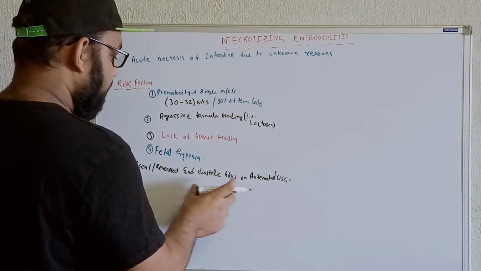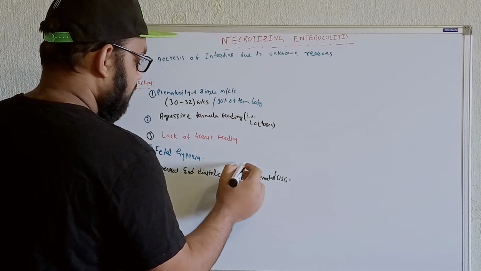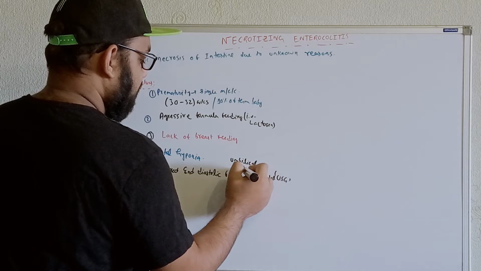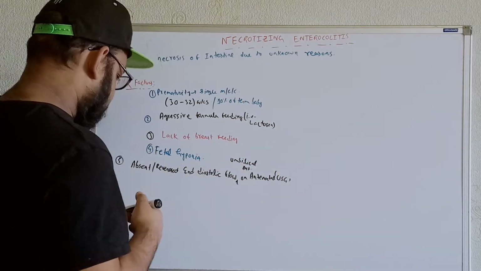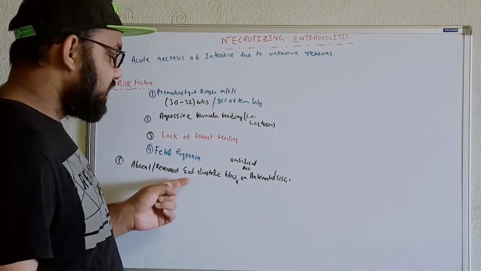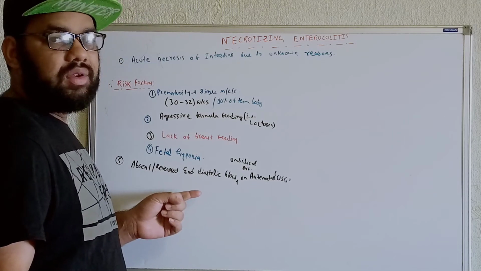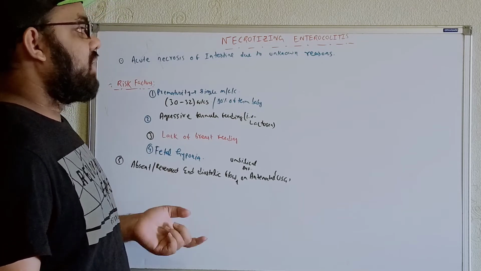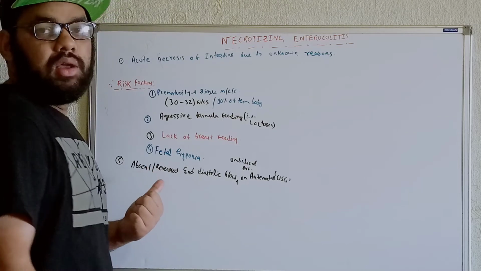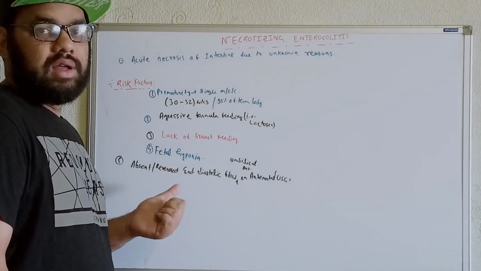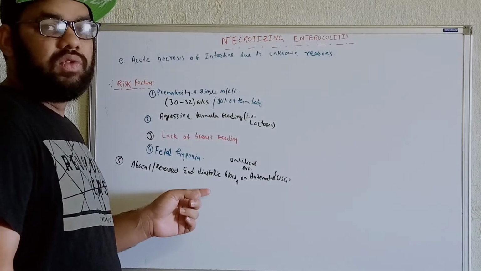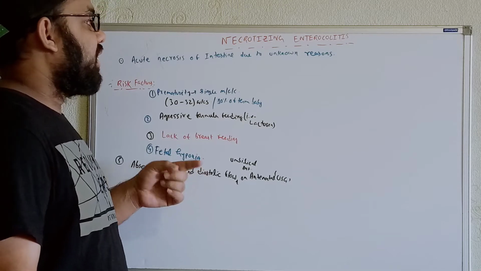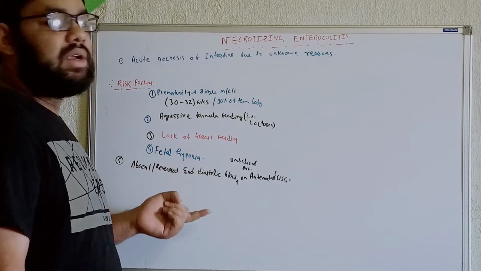And in these cases, the end-diastolic flow in the umbilical artery. You can remember this. I am repeating this once again: if we see absent or reversed end-diastolic flow in the umbilical artery on antenatal USG, at that time we can get the confirmation regarding necrotizing enterocolitis.